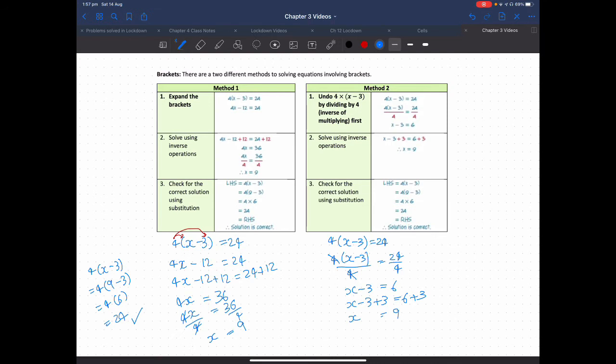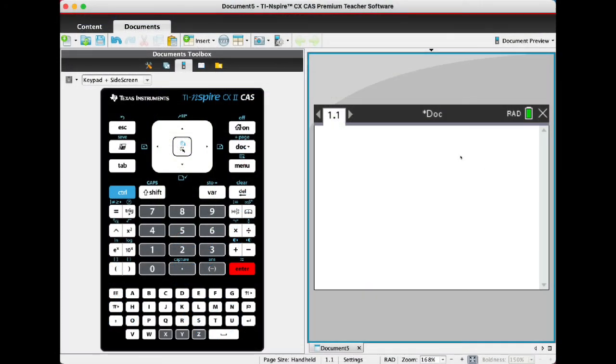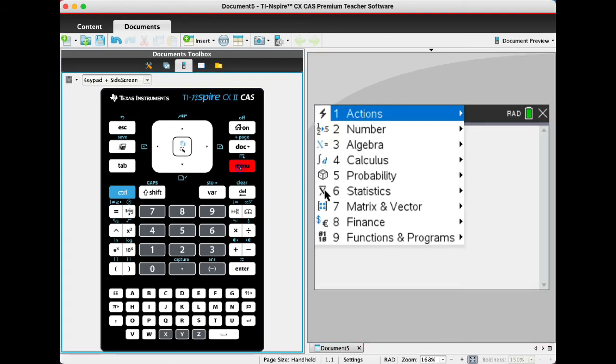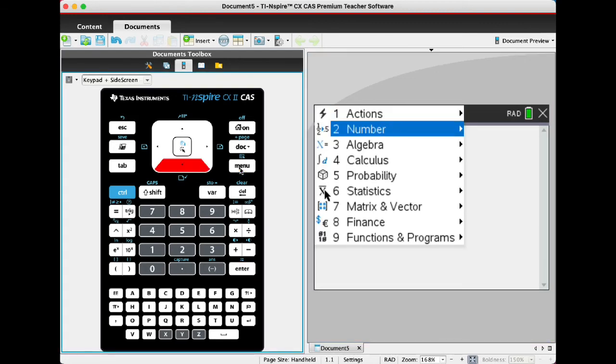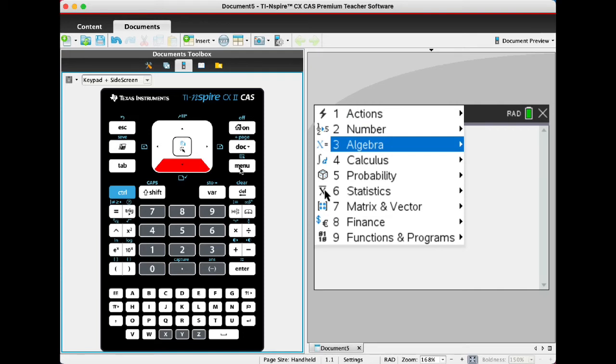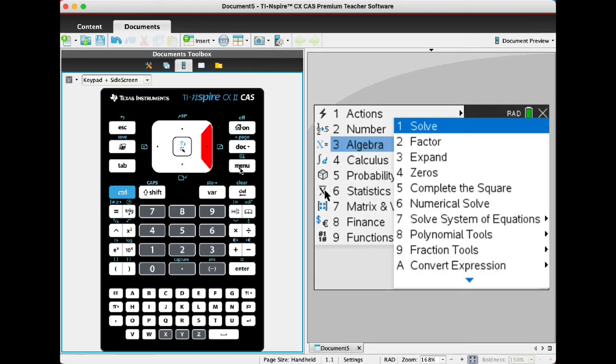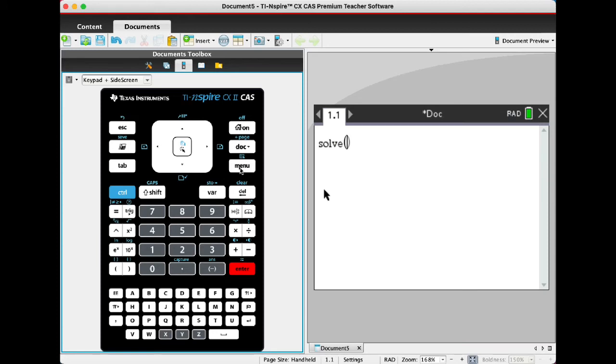Now I'll show you how to do this on the calculator. I'm on a calculator screen. Go to Menu. From Menu, we go to Algebra. From Algebra, we go to Solve, because we are solving an equation. Within the brackets, we type in the equation 4, then the brackets had inside them x minus 3. Move outside the first bracket, equals 24.